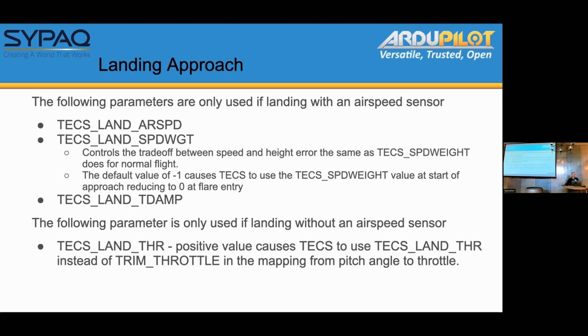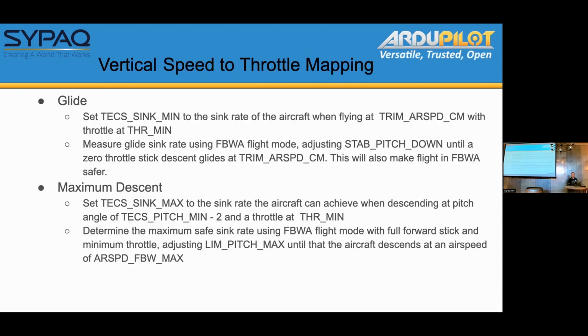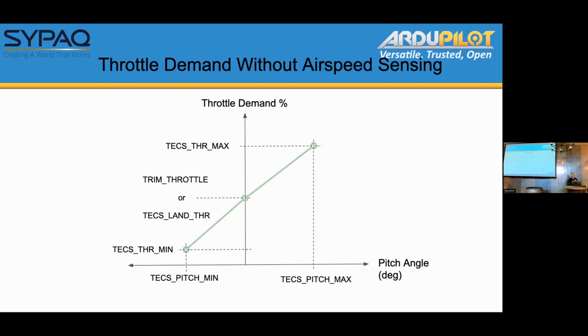Now, if you're not landing with an airspeed sensor, there's an option there to adjust the sort of trim, the throttle value for level flight that's used in the lookup. So remember, we had this curve. If you don't use an airspeed sensor that relates pitch angle to the throttle, during the landing you can go to use the TECS land throttle as that sort of trim point, and that's just so you can make adjustments to your approach speed if you're not using an airspeed sensor.